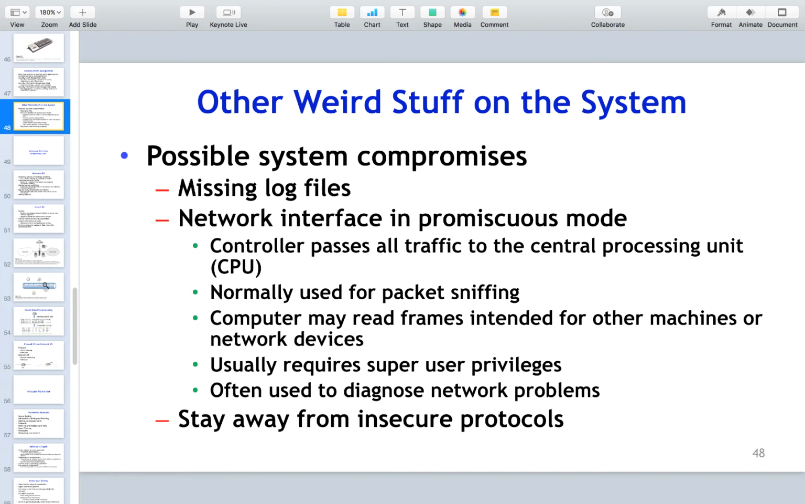Other weird stuff on the system, possible system compromises, things that you might notice: missing log files, a network interface in promiscuous mode. The controller passes all traffic to the central processing unit. Normally used for packet sniffing, this is when you want to have your NIC, your network interface card, in promiscuous mode. The computer may read frames intended for other machines or network devices. It usually requires superuser privileges and is often used to diagnose network problems. So if you start seeing your network card in promiscuous mode, you might want to start asking why that is. It may be that somebody has compromised that system and is starting to look through some of your logs.